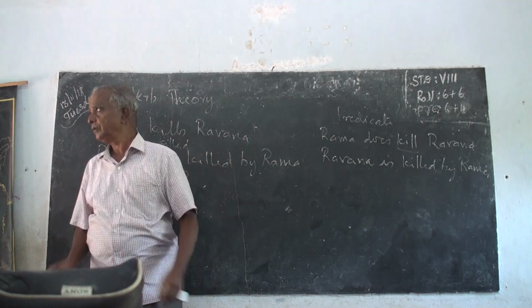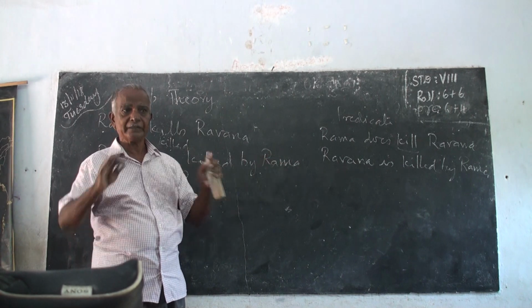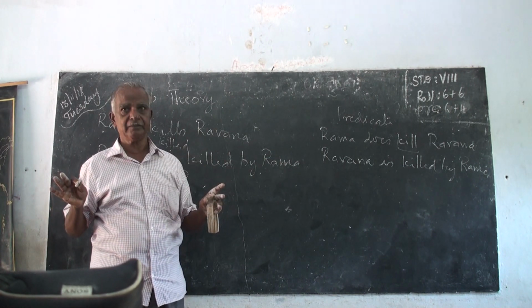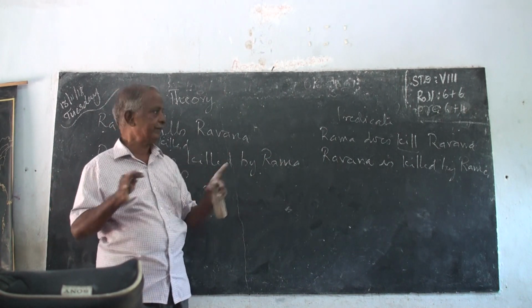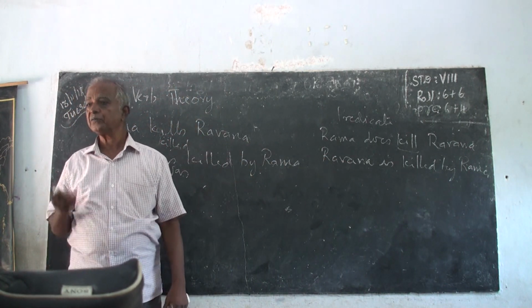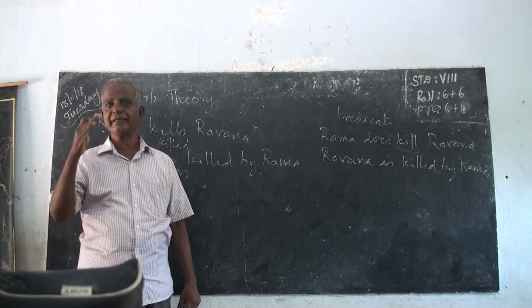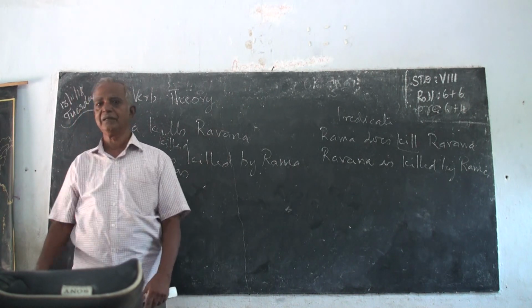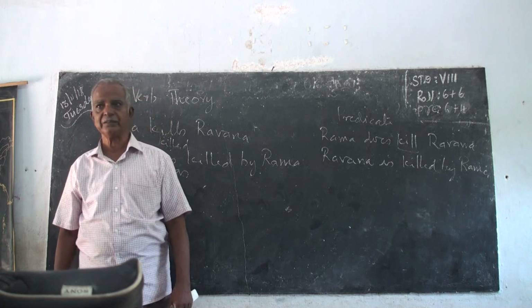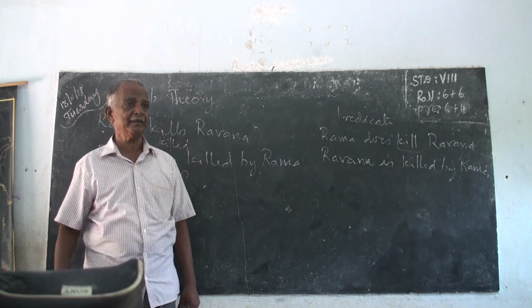So you can have this knowledge as well as that knowledge. Then you will understand the matter completely. What is the difference between this theory and this theory? You can follow any method. What you must know is how to convert the active voice into passive voice. What is the theory behind it?